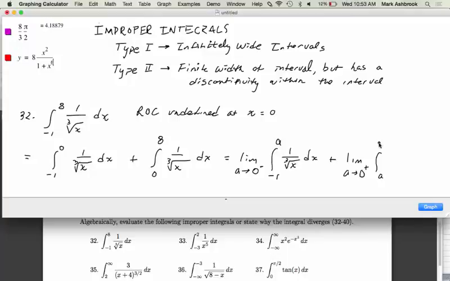Okay, and now we evaluate the integral and we evaluate our limits. If we get a finite value, then we have a convergent type 2 improper integral. If we evaluate the limits and we get a divergent limit, meaning an infinite amount, then we have a divergent type 2 improper integral.